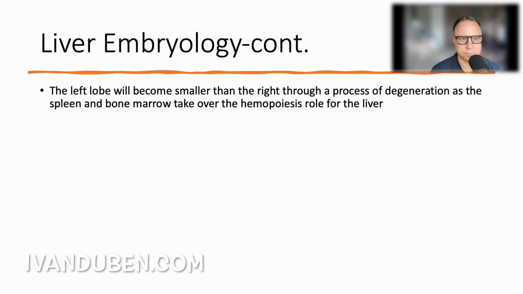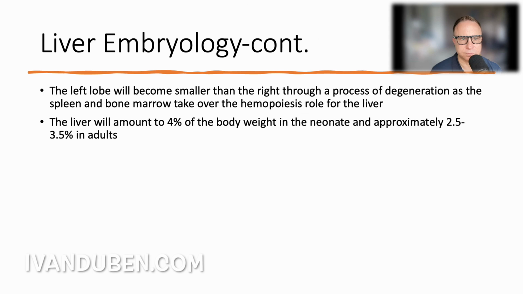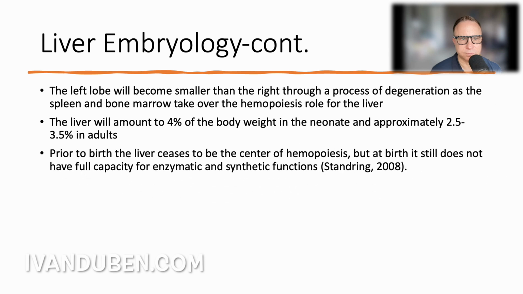The left lobe will become smaller than the right through a process of degeneration as the spleen and bone marrow take over the homeostasis role for the liver. The liver will amount to 4% of the body weight in the neonate and approximately 3.5% in adults. Prior to birth, the liver ceases to be the center of homeostasis, but at birth it still does not have full capacity for enzymatic and synthetic function. Likely why it's so important to inherit the mother's immune system through a natural birth and breastfeeding.